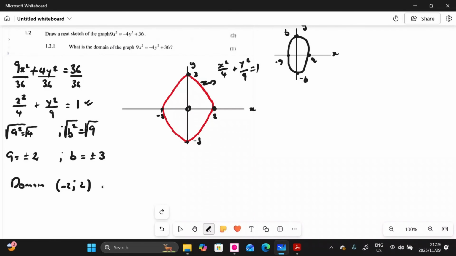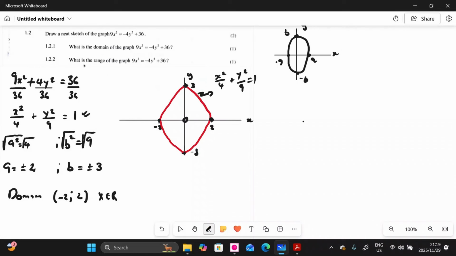Whenever they talk about domain, they're asking you to give the values of x that are part of the graph. We can also write x is an element of the real numbers. Even if you don't write it, I don't think it's going to be a problem. This is out of 1 mark, guys. I hope you understand how to get the domain here. Let's look at the next question.